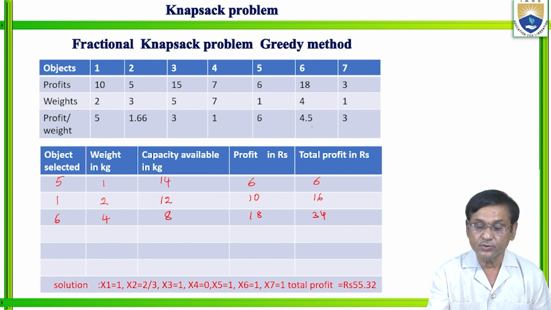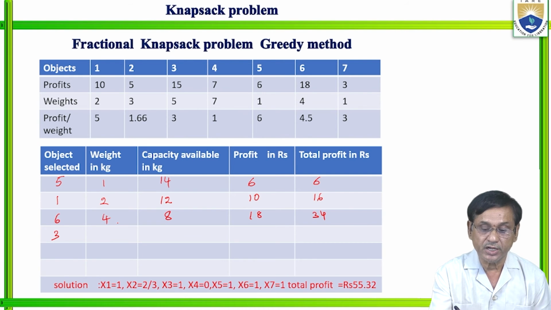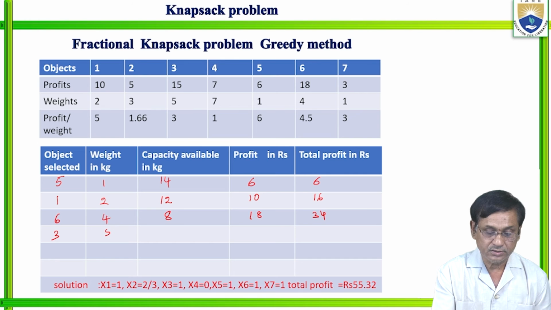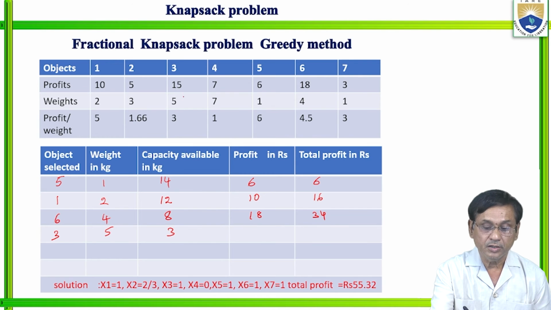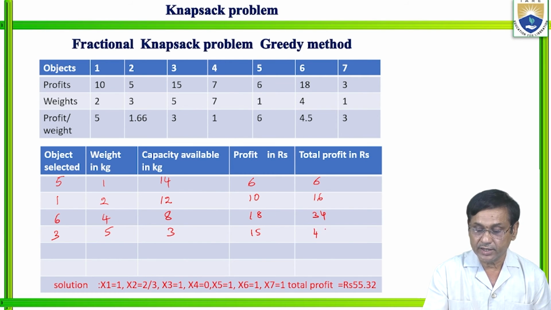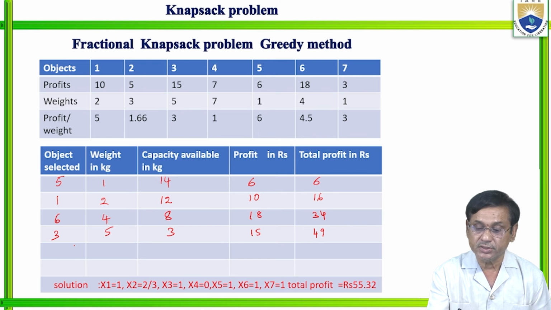Next, 4.5 is over. Then coming to the 3, this corresponds to the third object. The weight of that third object is 5 kg. We can put it here, the balance is 3 kg, and the profit corresponding to this is 15, so the total is 49. Then this 3 is over.